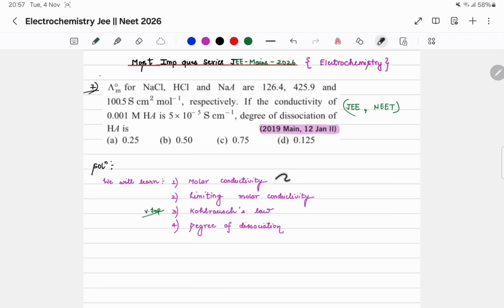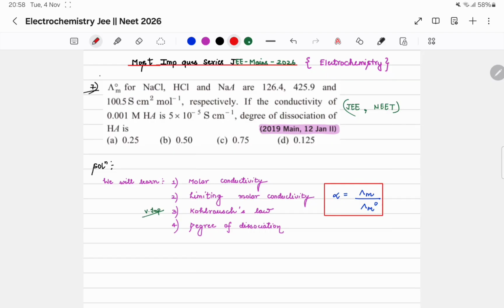From this single question, we are going to understand molar conductivity, limiting molar conductivity, then Kohlrausch law, and last is the degree of dissociation. So let's approach this question. If you see this question properly, in the last line they are talking about degree of dissociation, right? We know the formula for degree of dissociation: alpha will be equal to molar conductivity divided by limiting molar conductivity. So this is the formula which we need to utilize.